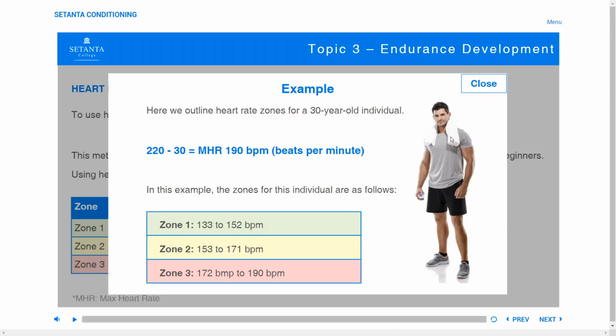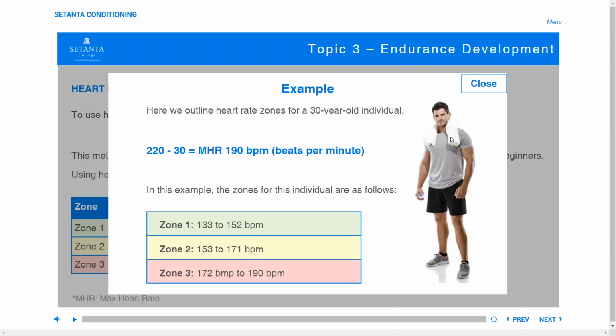In this example, the zones for this individual are as follows. Zone 1, 133 to 152 beats per minute. Zone 2, 153 to 171 beats per minute. Zone 3, 172 to 190 beats per minute.